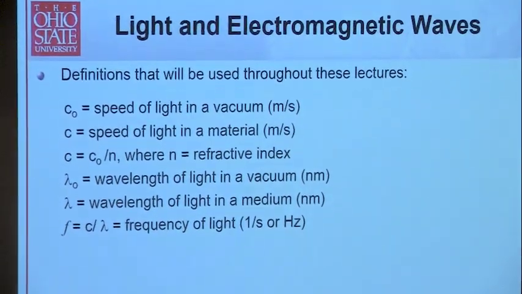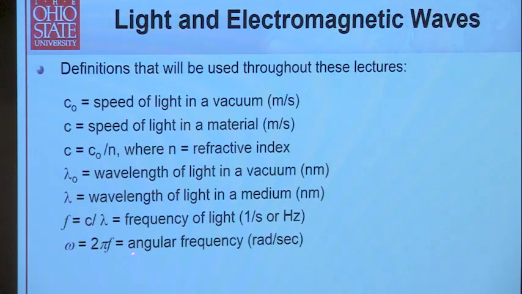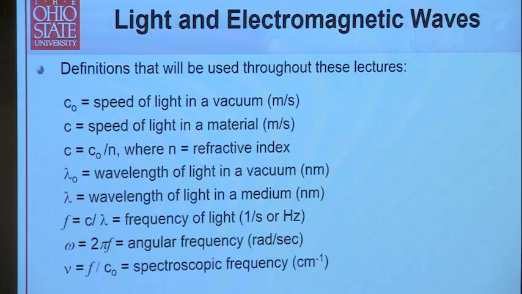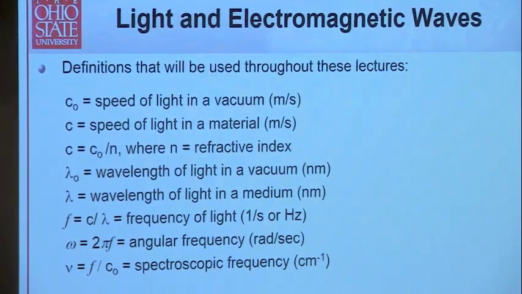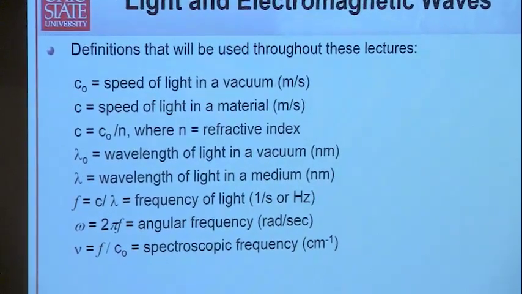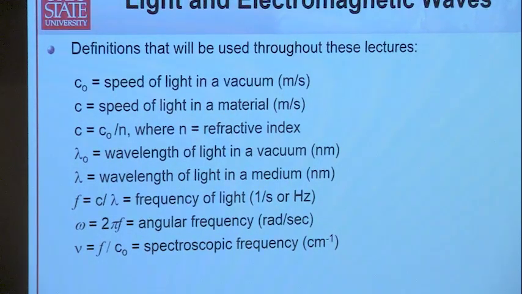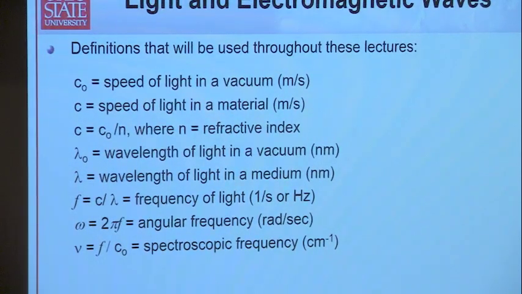Now, here's where we can get a little confusing when we say the word frequency. We'll start with frequency here. This is in terms of hertz. We also have the angular frequency in radians per second, and we'll have a spectroscopic frequency in terms of wave numbers. And then later in the spectroscopy section I'll introduce another version of the spectroscopic frequency, nu tilde, but I'll describe that when we get there.